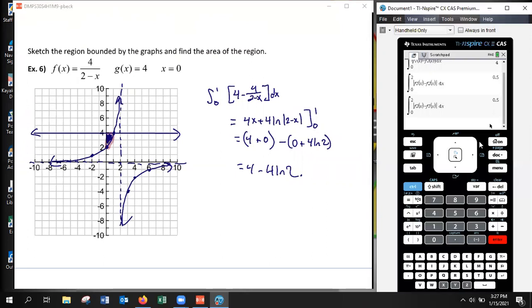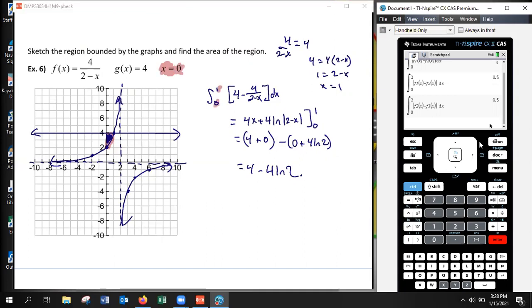So if I want to find the intersection point, I could do it algebraically. Based off the graph, it was a really nice graph, but algebraically, I could say 4 over 2 minus x equals 4. So 4 will equal 4 times 2 minus x. 1 is 2 minus x. So x equals 1. That's going to be the point of intersection. So that's how I know what my upper limit is. My lower limit is x equals 0, which is what they give me.